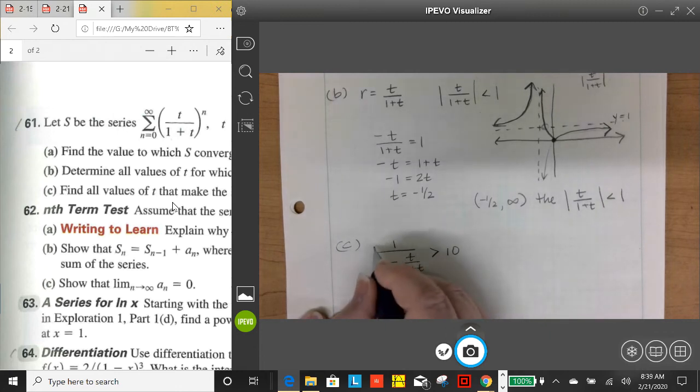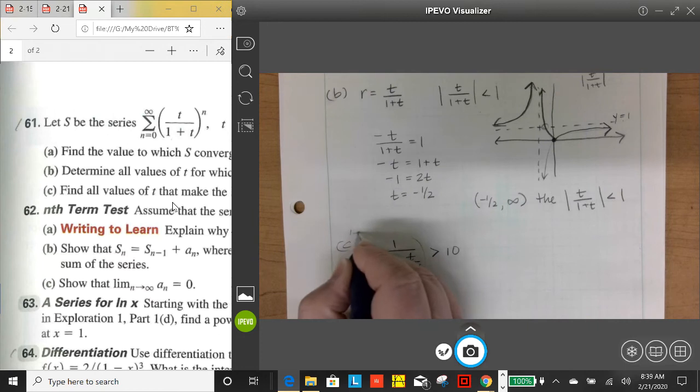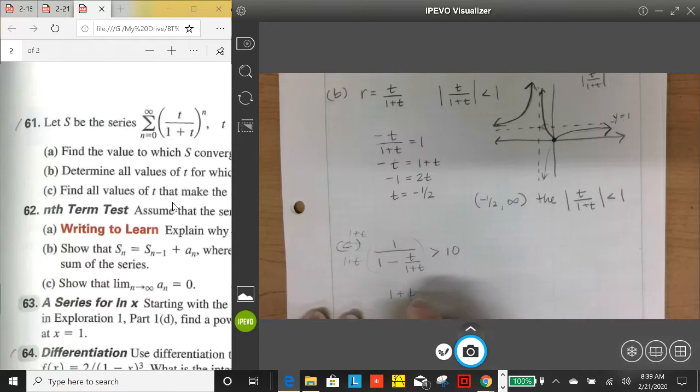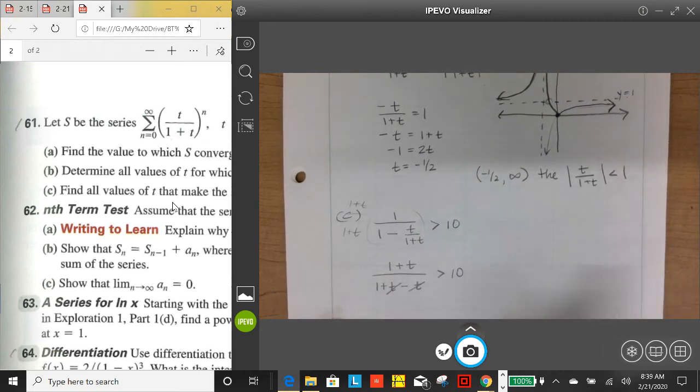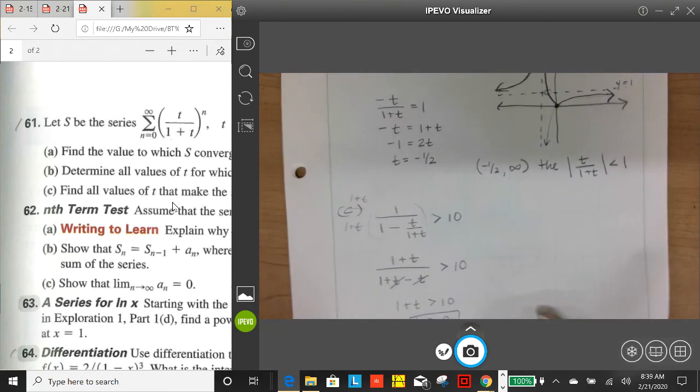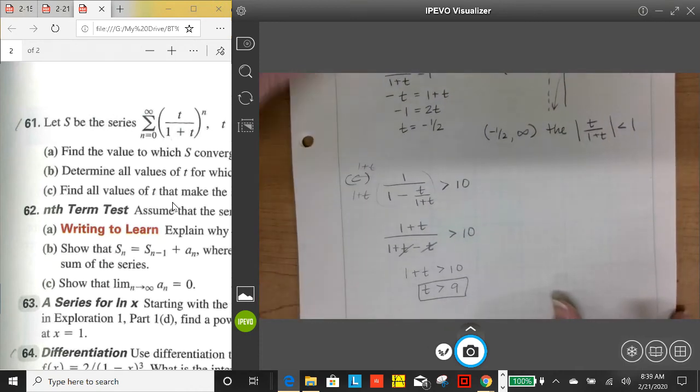All right, so I'm going to multiply this side by 1 plus t over 1 plus t to clear the fraction, and I get 1 plus t over 1 plus t minus t has to be less than 10, or greater than 10, I'm sorry. And what happens to the denominator here is really spectacular because those t's cancel, and I get 1 plus t has to be greater than 10, so t has to be greater than 9, and that's when the sum will be greater than 10. All right, so that's number 61.